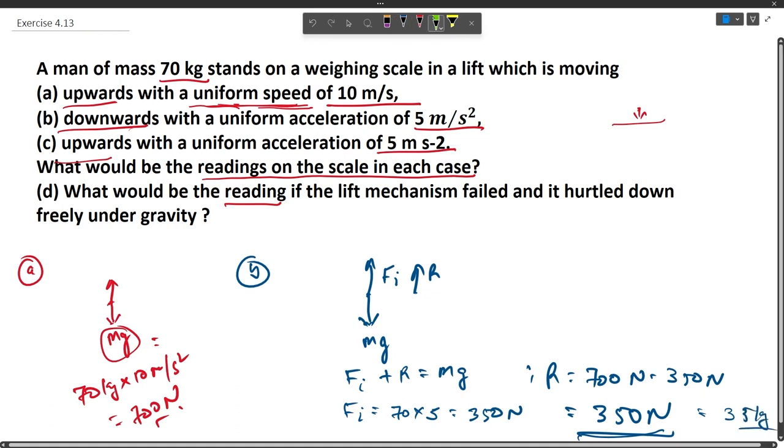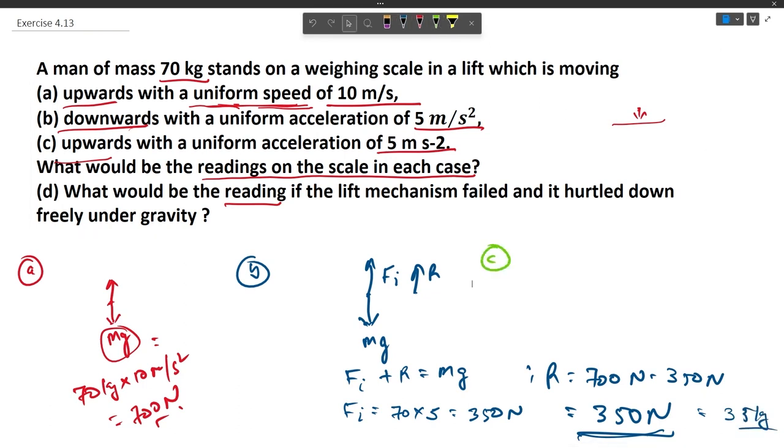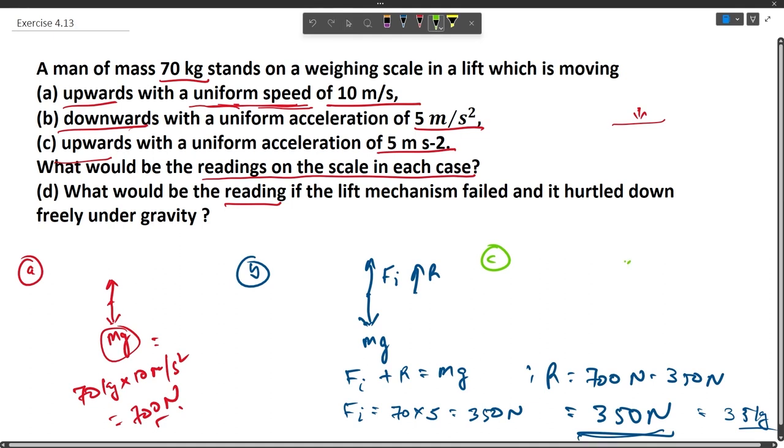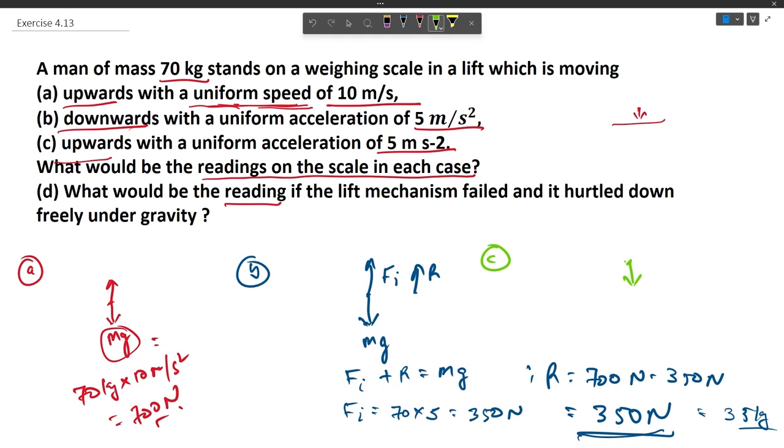Now in third case, we have the lift moving upward with a uniform acceleration of 5 meter per second square. So in this case, the free body diagram would be something like this. In the downward direction, it is mg force. Since the lift is moving upward, the inertia force would be acting in the downward direction. So let us represent it by Fi, force of inertia, and the reaction force, that is the measurement.